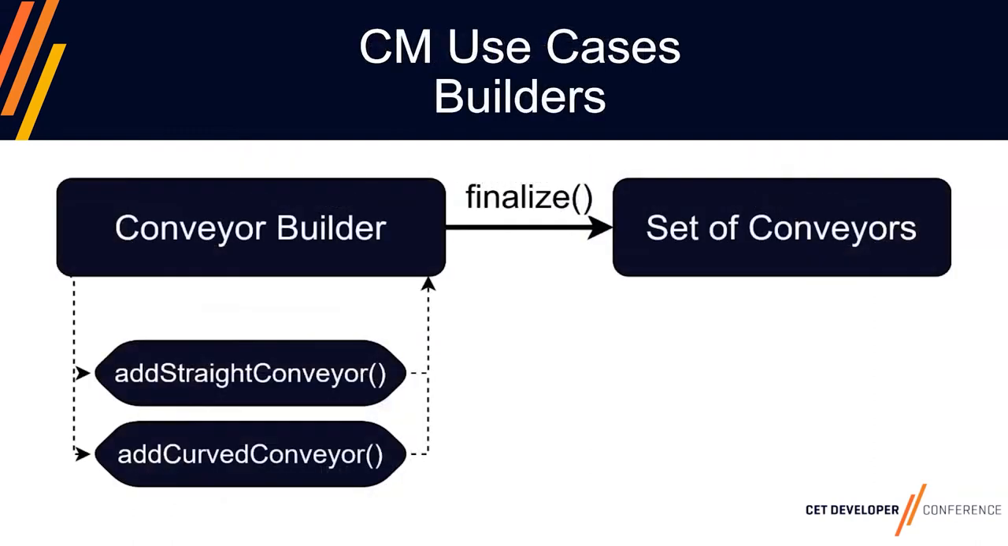So what is a CM use case for a builder pattern? The one that we came up with for this presentation is the conveyor builder. What this is going to do is create a run of straight or curved conveyors, all linked up with each other using a single builder class. So we're going to have our conveyor builder that has its add straight conveyor and its add curved conveyor method. Those are going to do each of their things respectively. And then when you've hit finalize on this builder, it is going to return to you a set of conveyors that you should just be able to insert into space, and they will be pre-set up based on how you configured them.